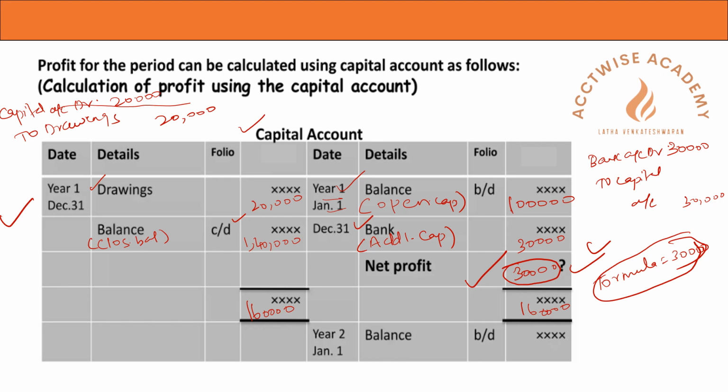See again, year 2, here January 1, this becomes our opening balance. So by balance brought down becomes 1,40,000.